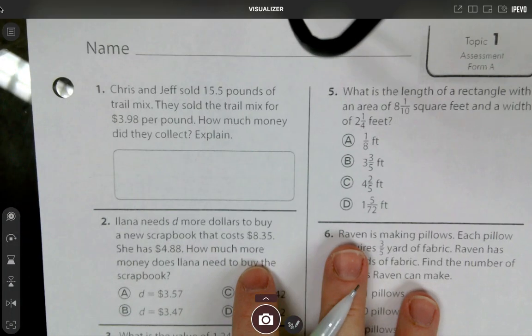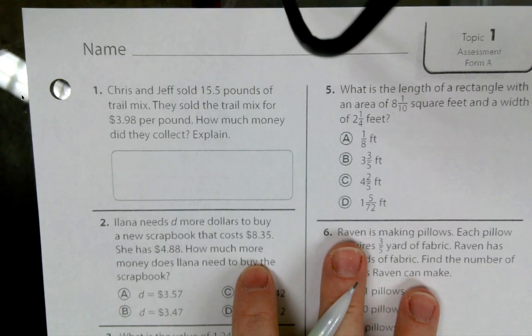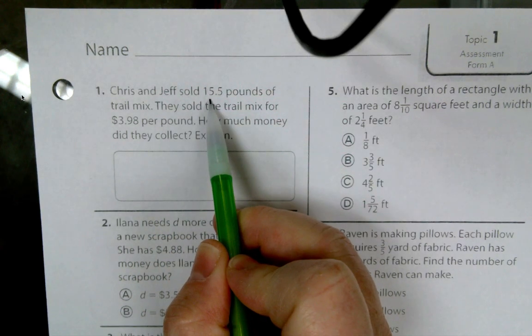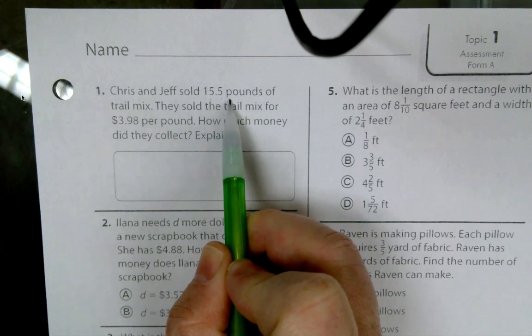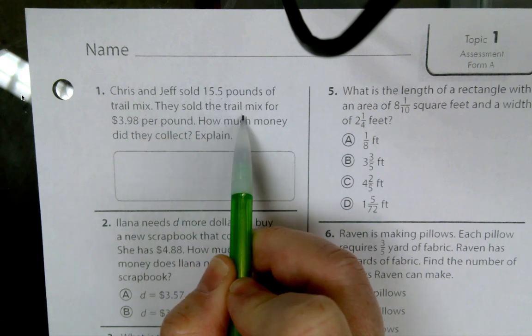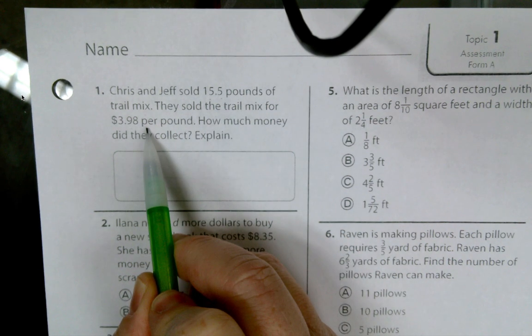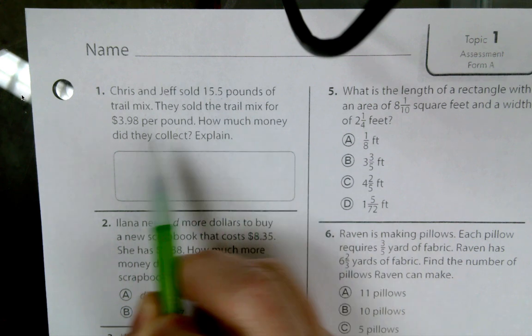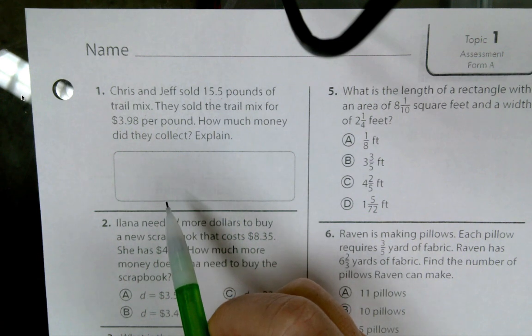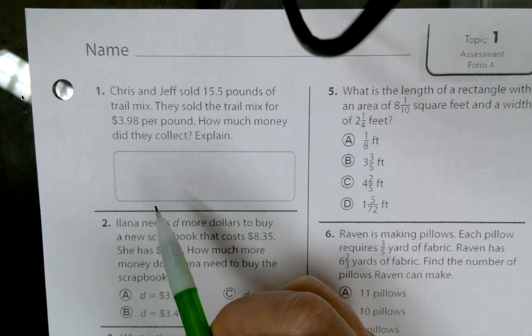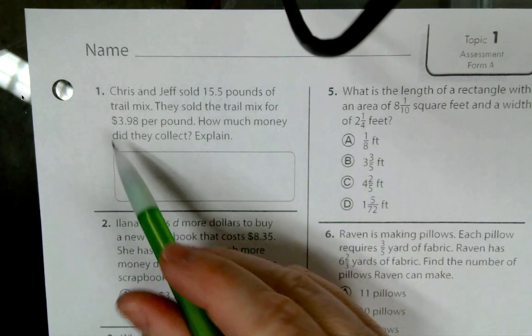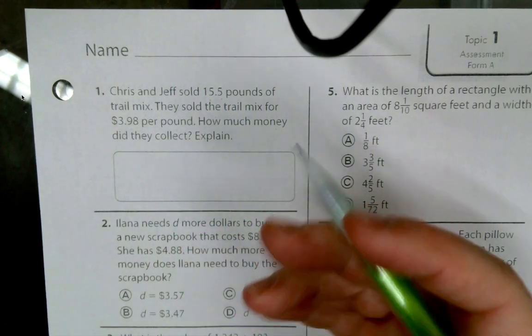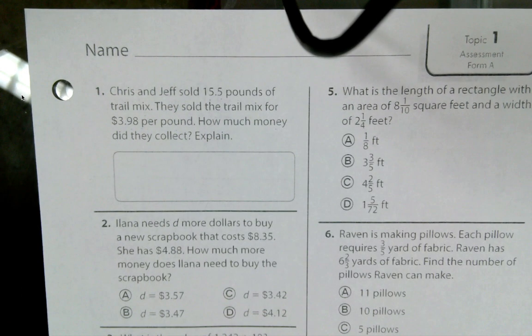So starting with question one, it says Chris and Jeff sold 15 and 5/10 pounds of trail mix, so 15.5 pounds. They sold the trail mix for $3.98 per pound. How much money did they collect? Okay, so this is something that we need to think about when we are deciding what operation to do. So 15 pounds, and so each pound was $3.98. So this is something that you want to multiply.